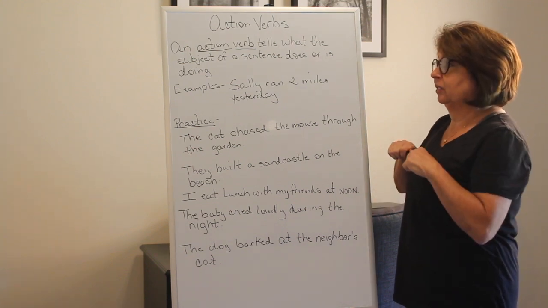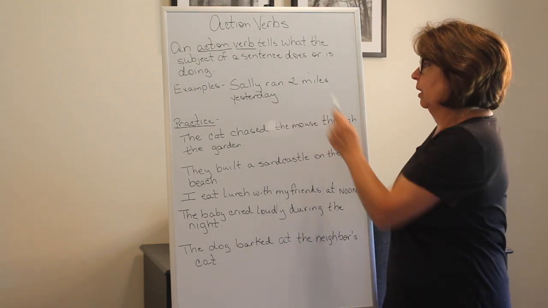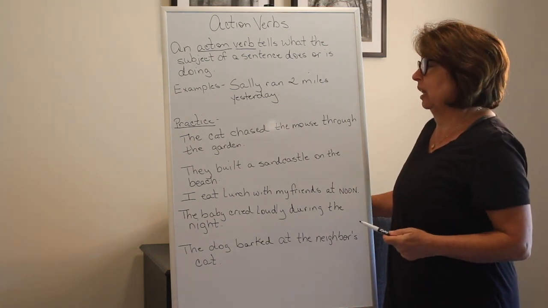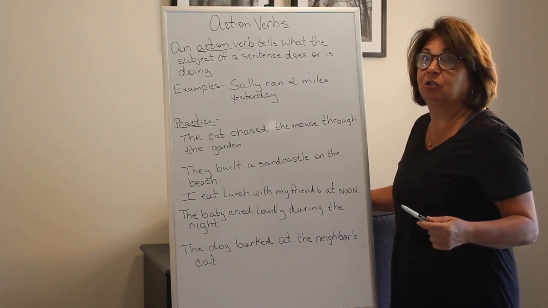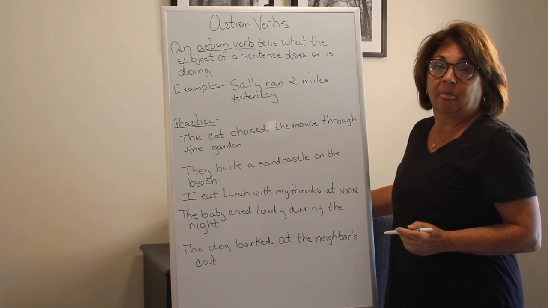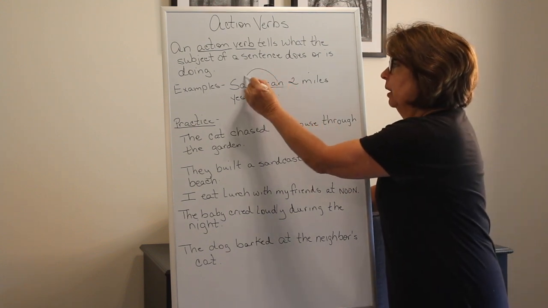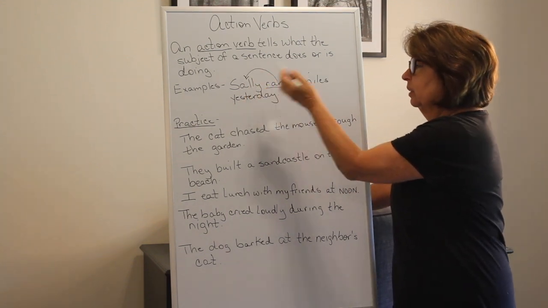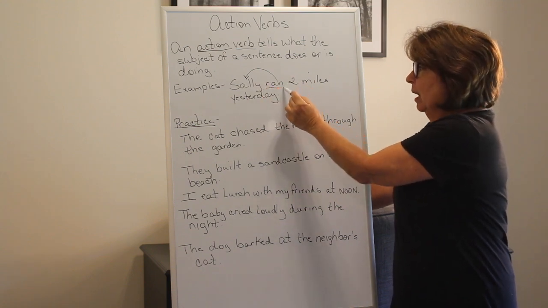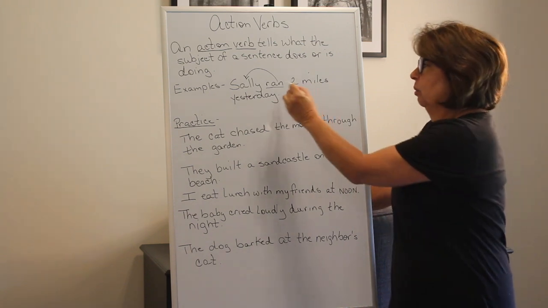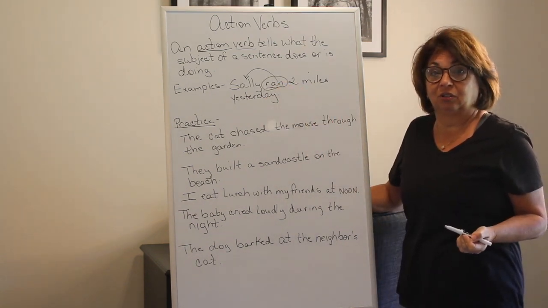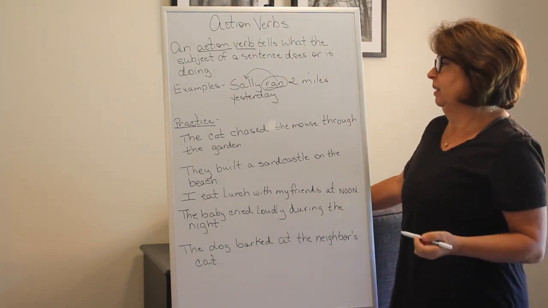So let's look at a sample sentence. Sally ran 2 miles yesterday. All right, what is the action in that sentence? What in that sentence can you do? Ran. Who ran? Sally ran. So Sally is the subject of the sentence, which is a noun, a proper noun, and she ran 2 miles yesterday. So this is going to be our action verb because it's an action. It's something that you can do. Okay?